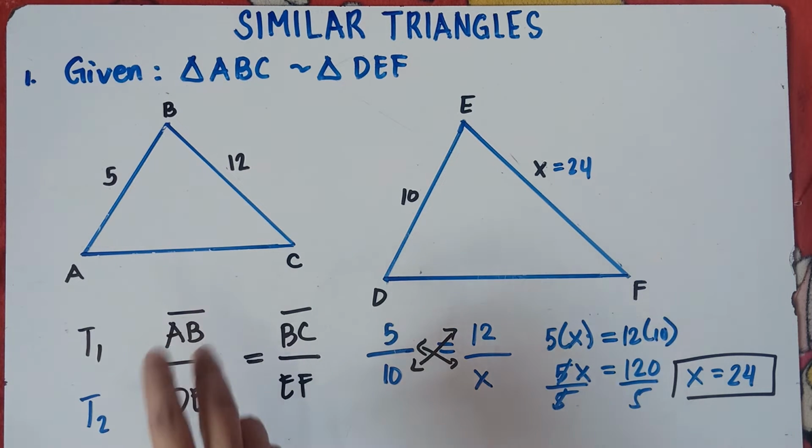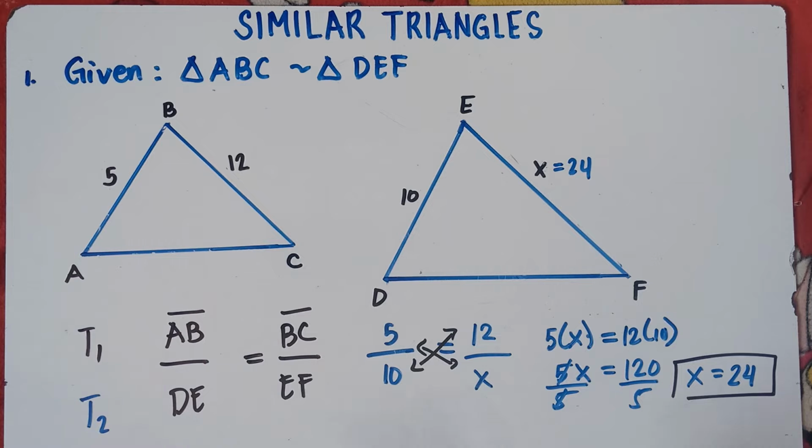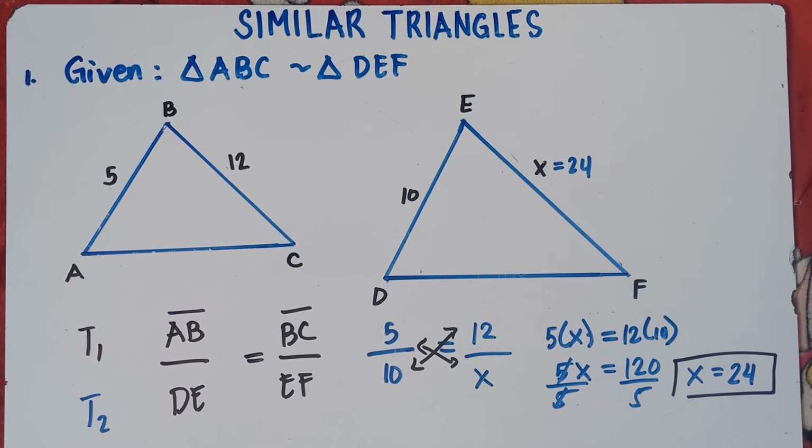So for me, class, no need for the solution for number 1. If I were your teacher, class, you can answer it right away. No worries for that. So, X equals 24. So that's it for number 1, our X or side EF, that is 24.